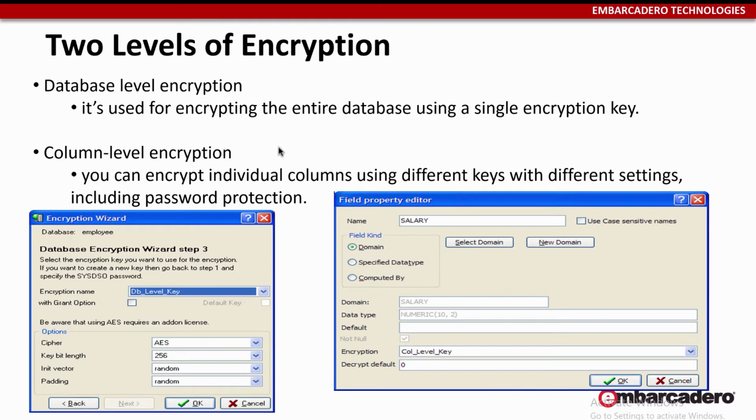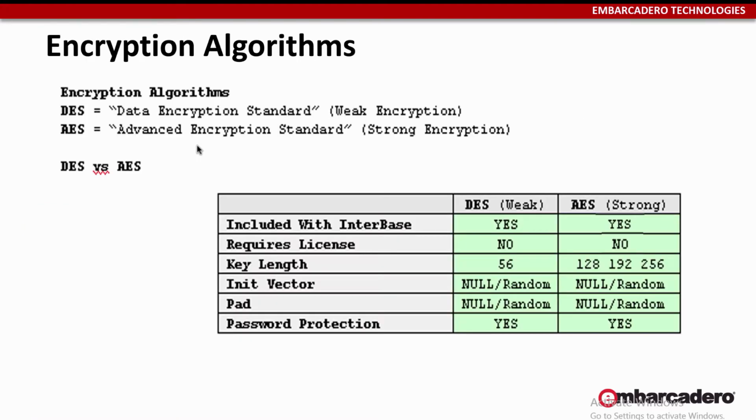I mentioned this briefly before, but let me expand here a little bit. There are two levels of encryption in InterBase: database level and column level encryption. Database level encryption is used for encrypting the entire database using a single encryption key. With column level encryption, you can encrypt individual columns using different keys with different settings, including password protection.